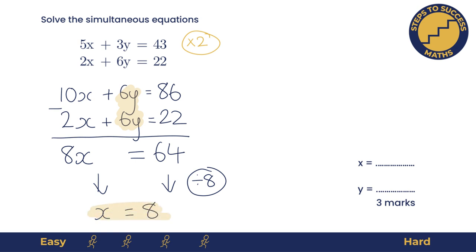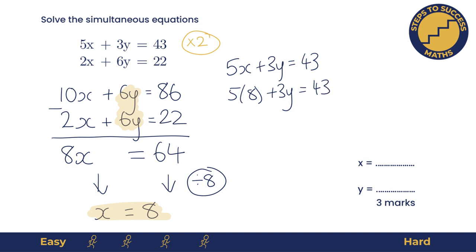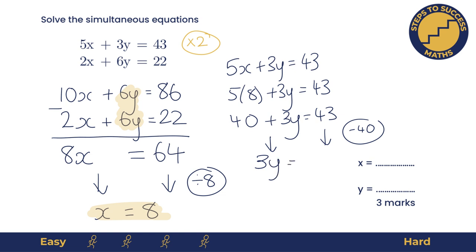And now I need to use this to find y. So I'm going to sub this into my top equation. 5 brackets 8 plus 3y is 43. 5 times 8 is 40, plus 3y is 43. I'm going to take away the 40 from both sides. 3y is equal to 3. And now I can divide by 3. Y is equal to 1. X is 8, y is 1.